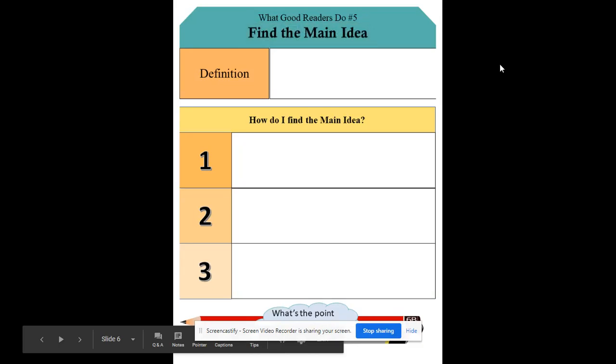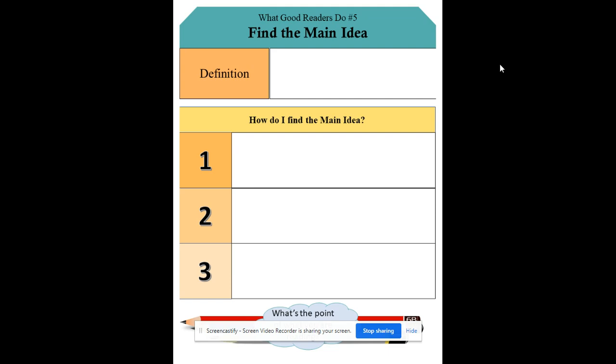One of the things good readers do is find the main idea of a text. Now, as we go through this slide, I'm going to be using the example of the story of the tortoise and the hare. If you are not familiar with that story, the story goes that there was a tortoise and a rabbit, or a hare, who got into a race.